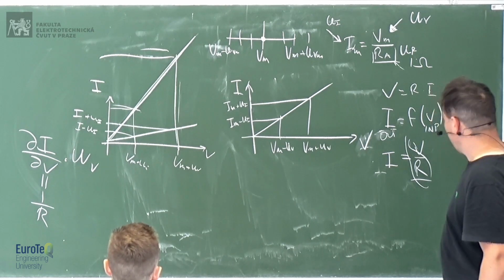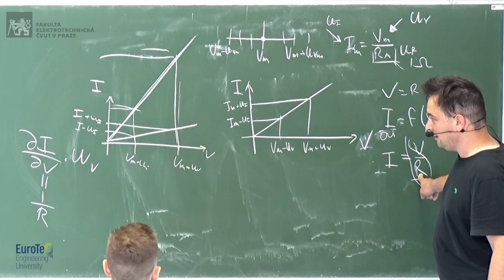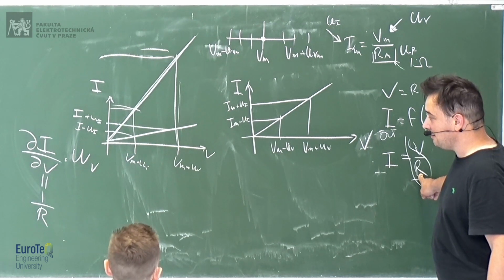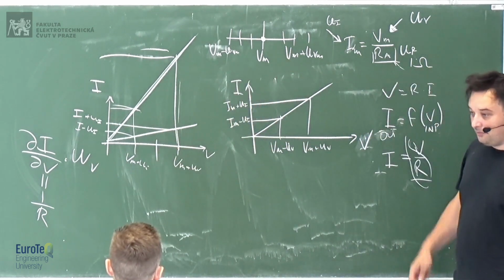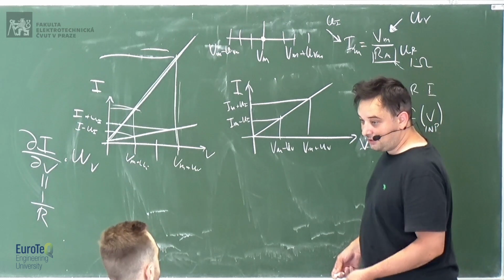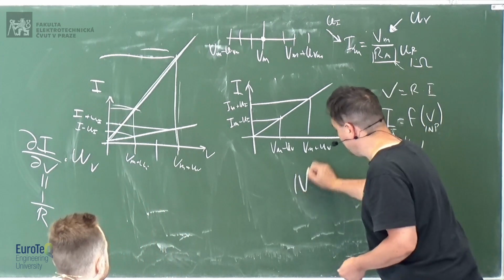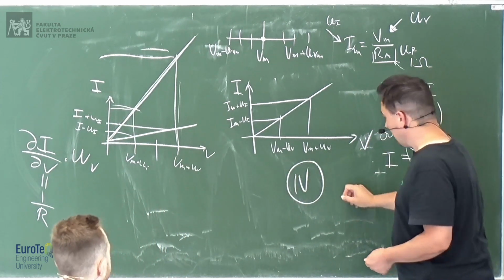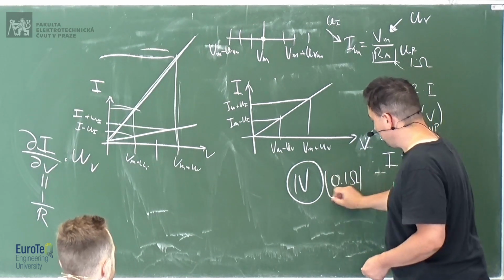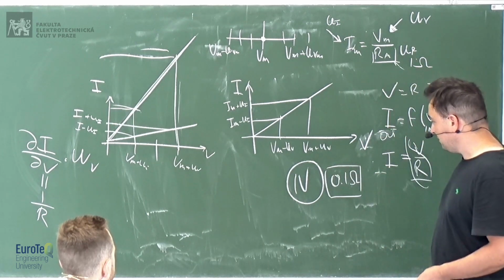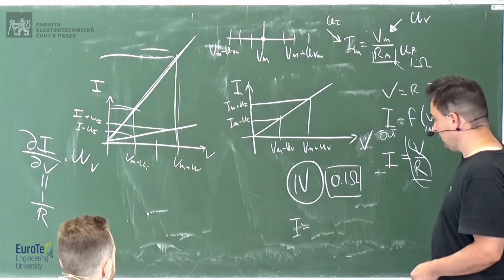So let's say that you have a large resistance. Large resistance means that for the same value of voltage, you measure the same value of voltage, but you have a large resistance. Let's say that you have 1 volt, and you have 0.1 ohm. Let's make some example. What is the current?